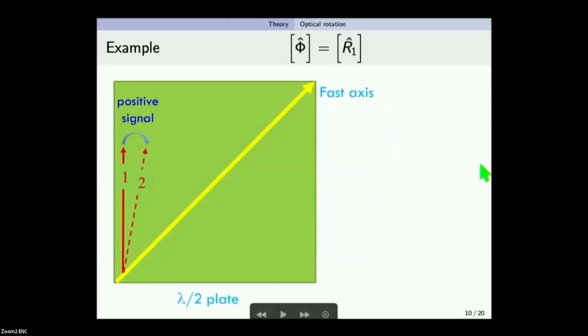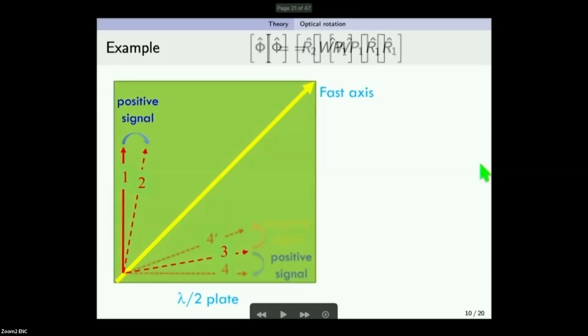So how the optical rotation actually works is, I'll just go through it visually first before I go through the math part. When you go through the first voxel, you can measure a signal through the Faraday rotation. And then it goes through the wave plate, and then it flips the polarization of the probe beam around the fast axis. And then when it goes to the second voxel, depending on the sign of the signal, it's either negative or positive for the same signal.